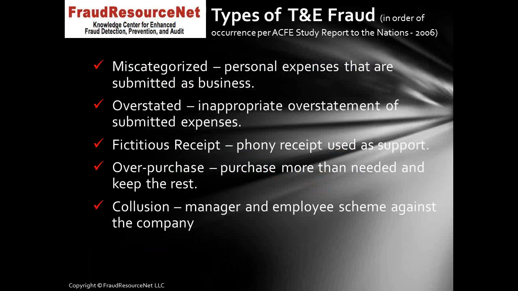So types of T&E fraud, again, per the ACFE study: you're miscategorizing personal as business, you're overstating things, you're putting in fictitious receipts, you're buying stuff that you don't need, which is a billing scheme, actually. I think there is a billing scheme portion where a person just over-purchases, and the vendor doesn't even realize. They give you 2 laptops, not 1 laptop, and then realize they don't really care. But the company may realize that person now has 2 laptops versus 1. One is at home and being used by the kid or something.